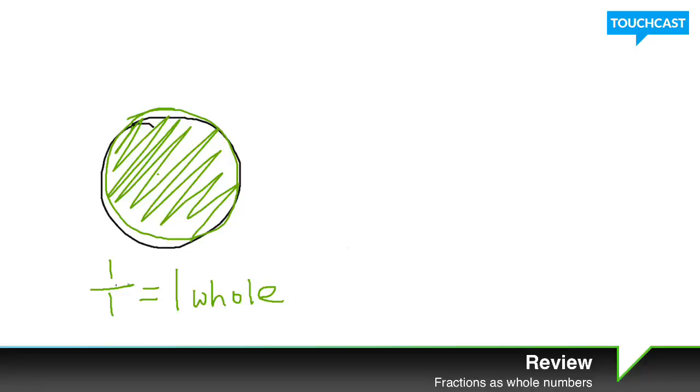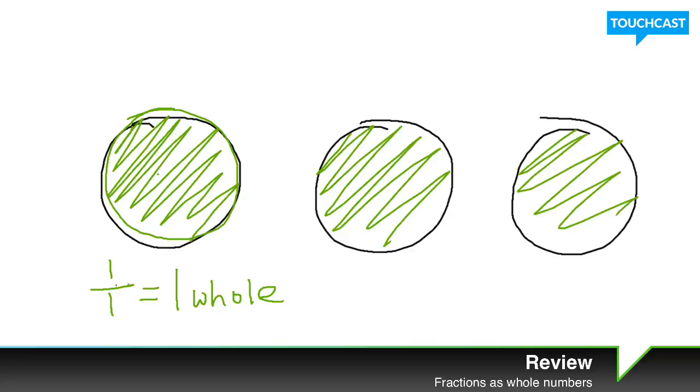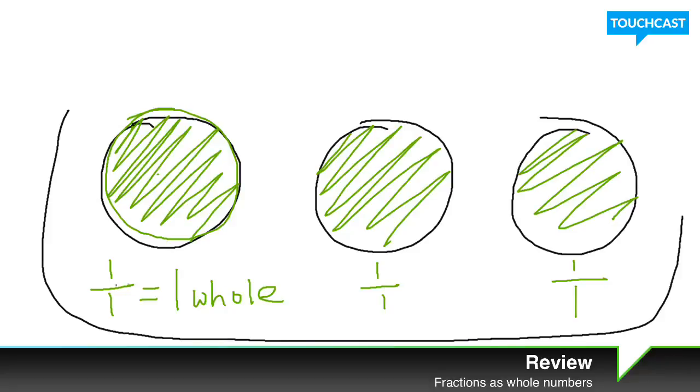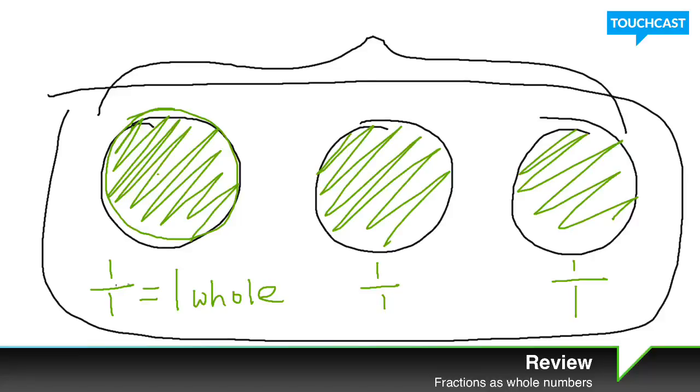But let's say we duplicated this. So we know 1 over 1 equals 1 whole. Let's say we duplicate it and add in a second whole, and a third whole. Okay. And if we shaded in each of these, I have 1 over 1, 1 over 1, and 1 over 1. Altogether, if we grouped all of these together, what fraction represents all 3 of these? I can say that I have 3 wholes.